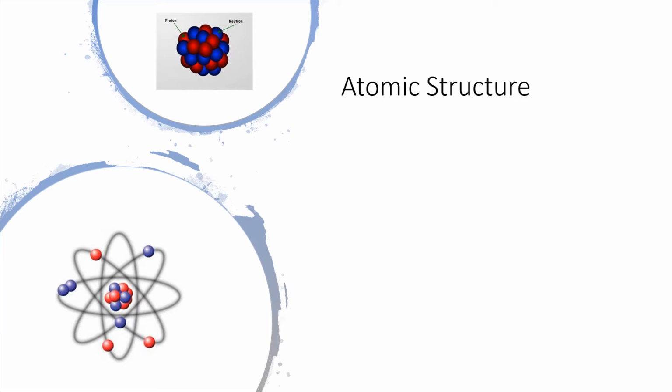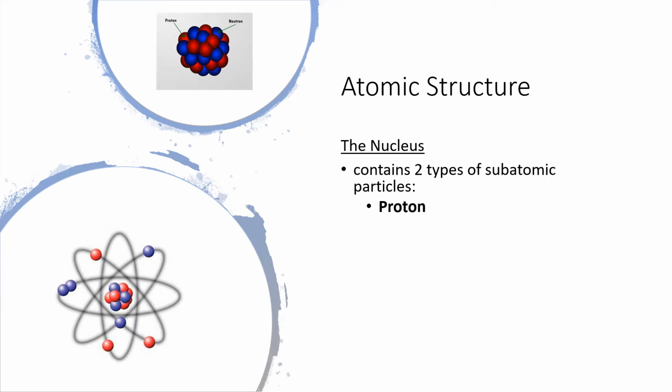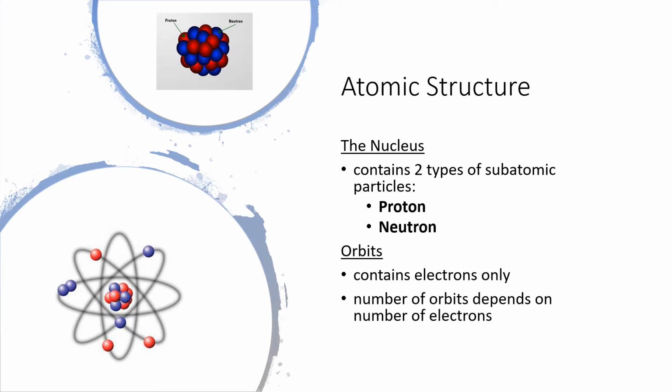So atomic structure. The nucleus is going to contain two types of subatomic particles, the proton and the neutron. The orbits around that nucleus contain only electrons, and the number of orbits around that nucleus will depend on how many electrons there are. Okay, and we will get to how we can look at that.